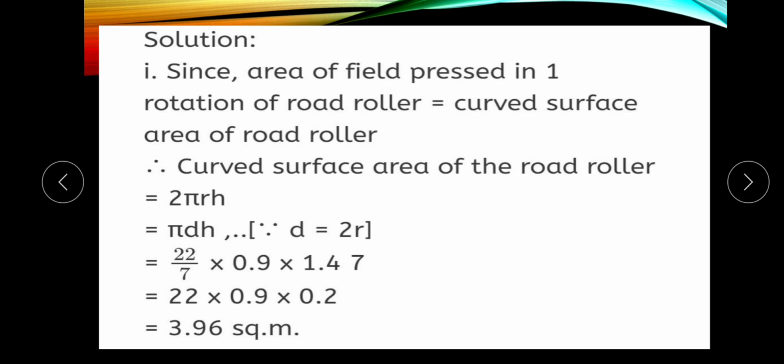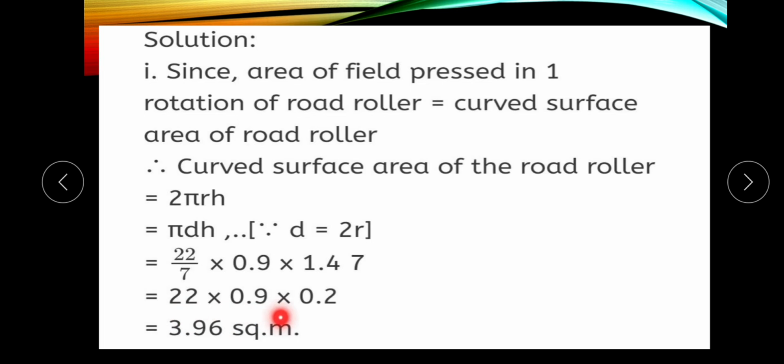Now when you reduce 1.4 by 7, you will get 0.2. 7 ones are 7 and 7 0.2s are 1.4. So what remains is 22 into 0.9 into 0.2. When we multiply 22 into 0.9 into 0.2, we'll get 3.96 square meter. Children, this is the area of field pressed in one rotation of the road roller, that is 3.96 square meter.